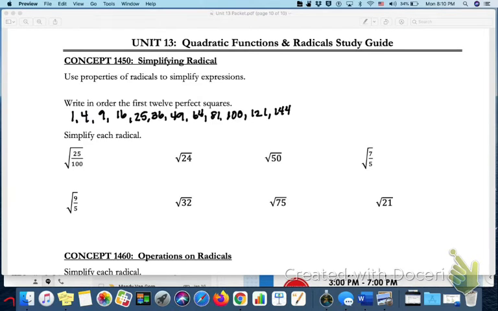perfect squares listed there. When you simplify a radical, remember that you're taking the square root of all perfect squares. So on the first one, the square root of 25 is 5, the square root of 100 is 10, and that can simplify to 1/2.